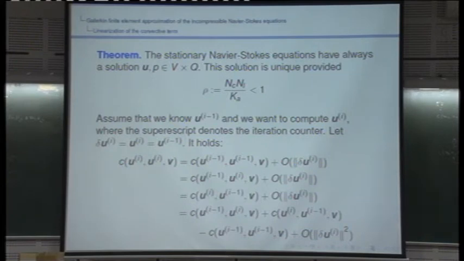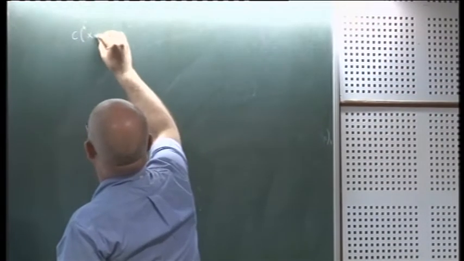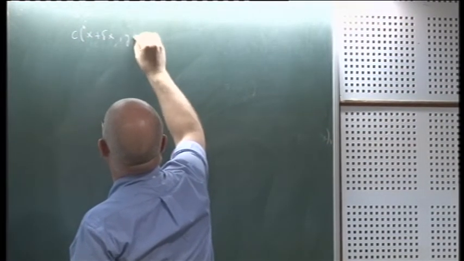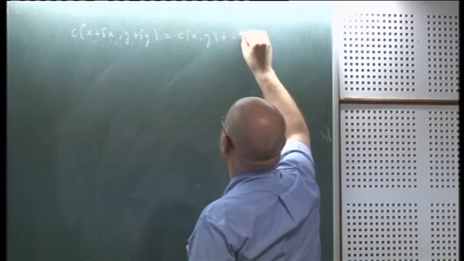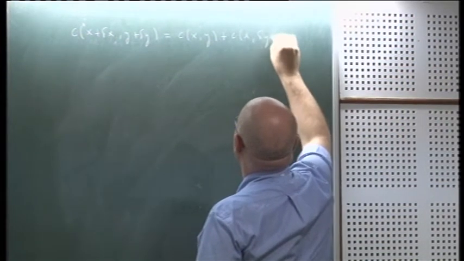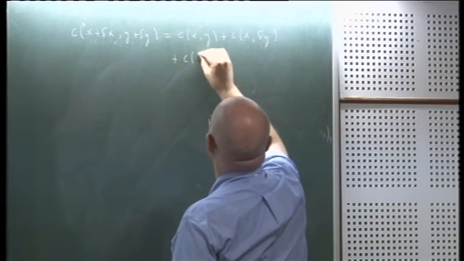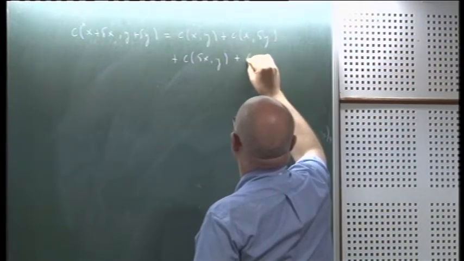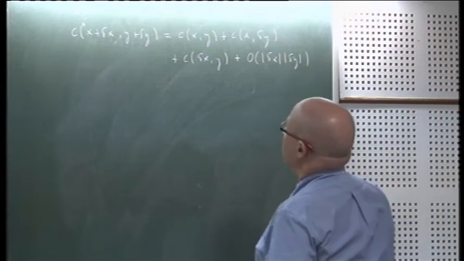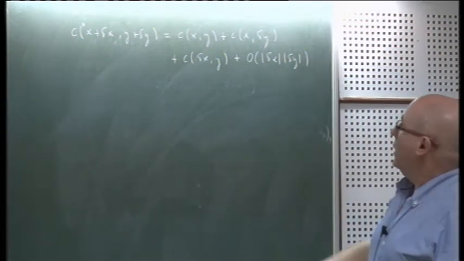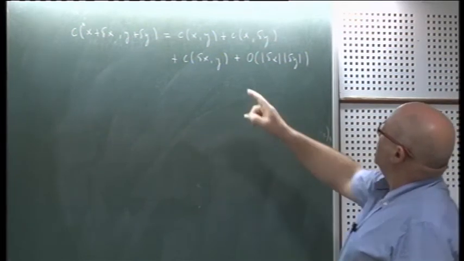Let's concentrate only on the first two arguments. So I will write it in general. Imagine we have C of x plus delta x, comma, y plus delta y. That is equal to C of x, y, plus C of x, delta y, plus C of delta x, y, plus terms of order delta x times delta y. Well, I think that is clear, right? For any bilinear form, we have this. I have kept this term, this one, and this one.